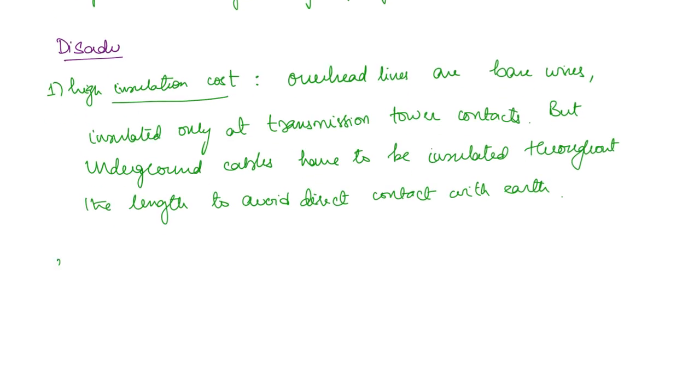The next disadvantage is there is a limitation to the voltage level. Okay, so why is that the case? It is because of the capacitance. The underground cables are associated with more capacitance, and when there is more capacitance, what will happen? There will be more charging current. So charging current increases with voltage, right? So that's why we have a limitation on the level of voltage that can be transmitted through the underground cables.